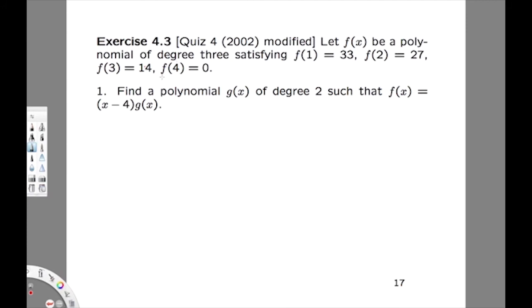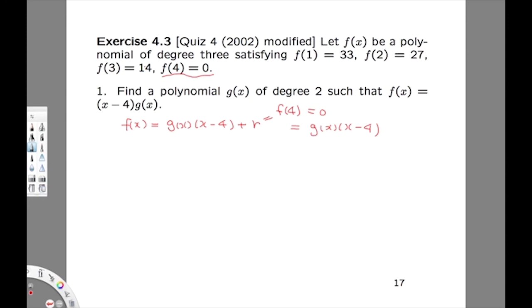But if you look at this part, the value of f at 4 is equal to 0. That means if you divide f of x by x minus 4, you get g of x times x minus 4 plus r. And r was equal to f of 4. But in this case, f of 4 is equal to 0. So f of x can be written as g of x times x minus 4.